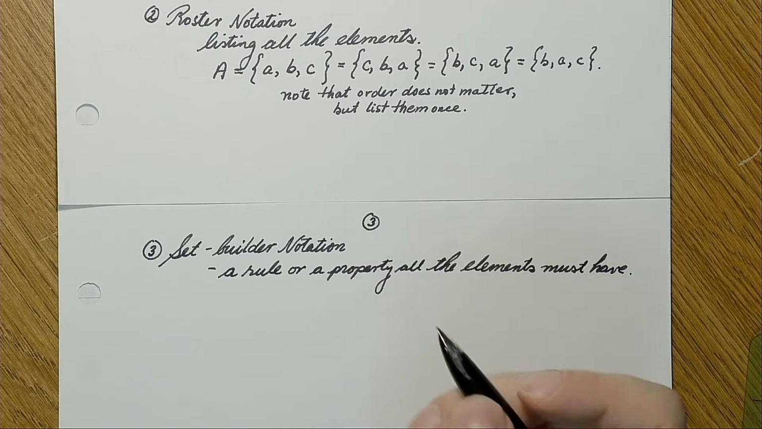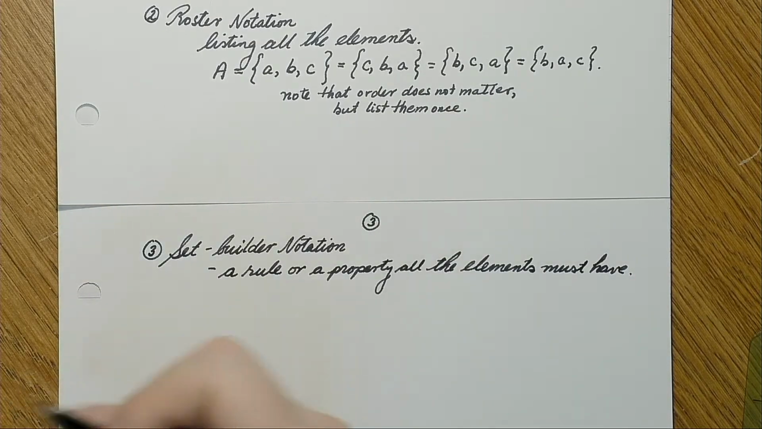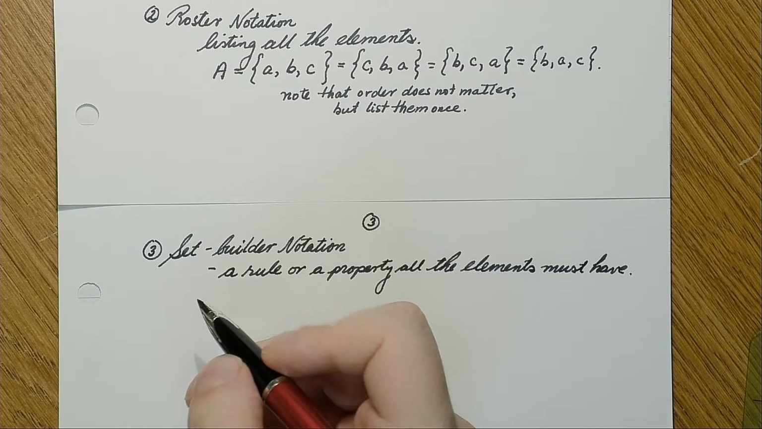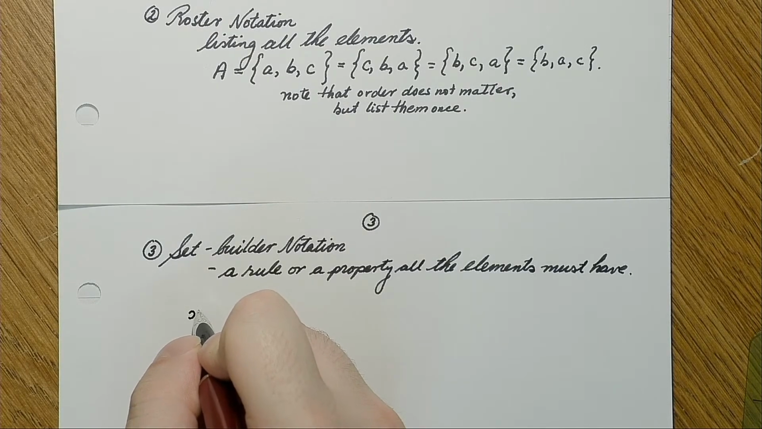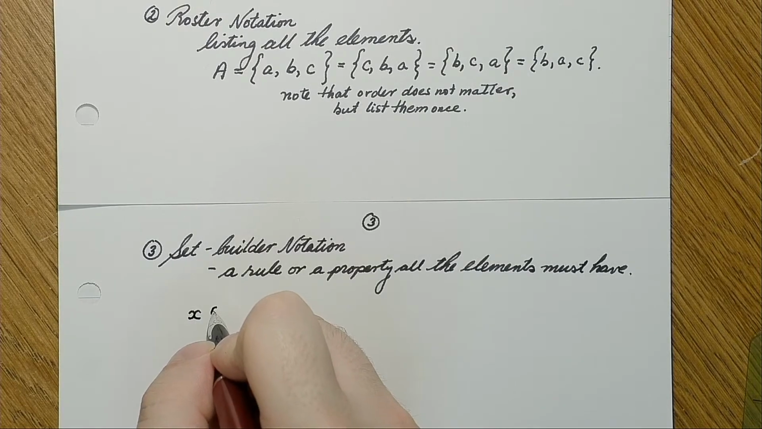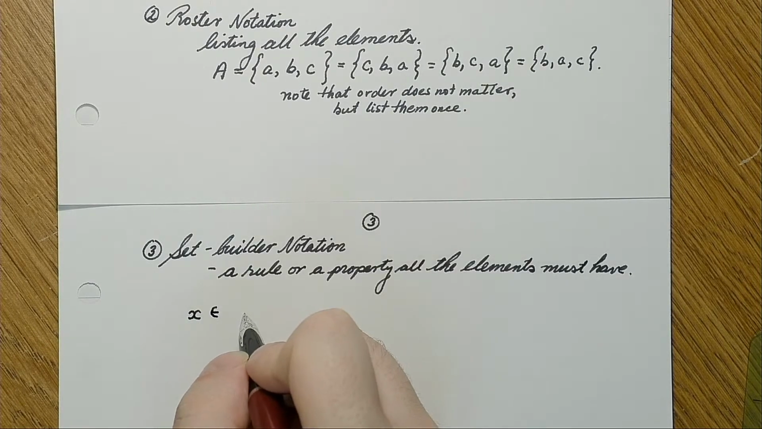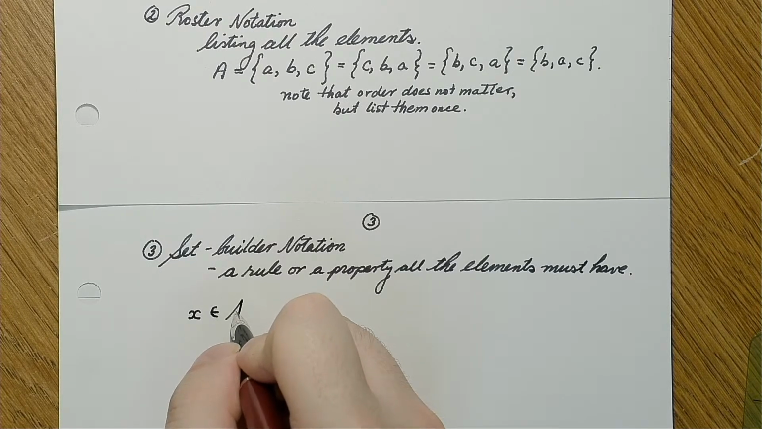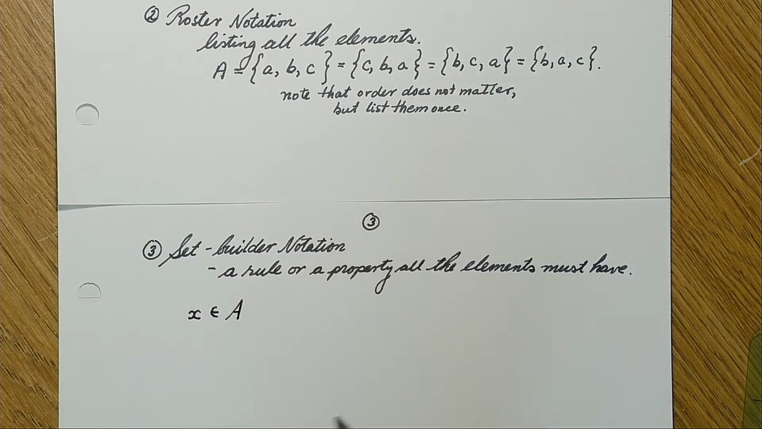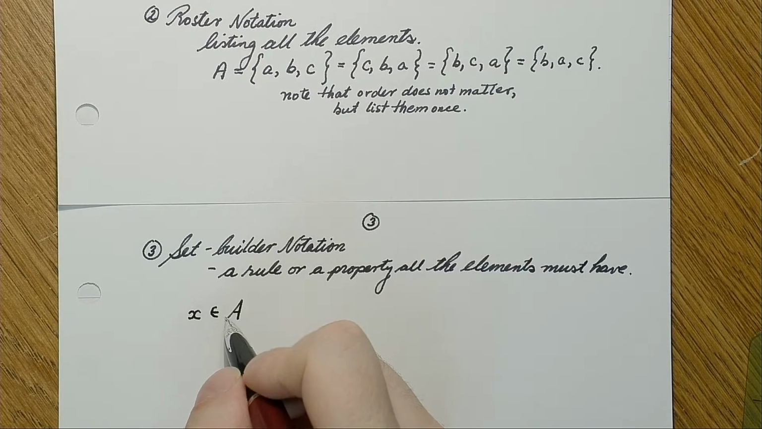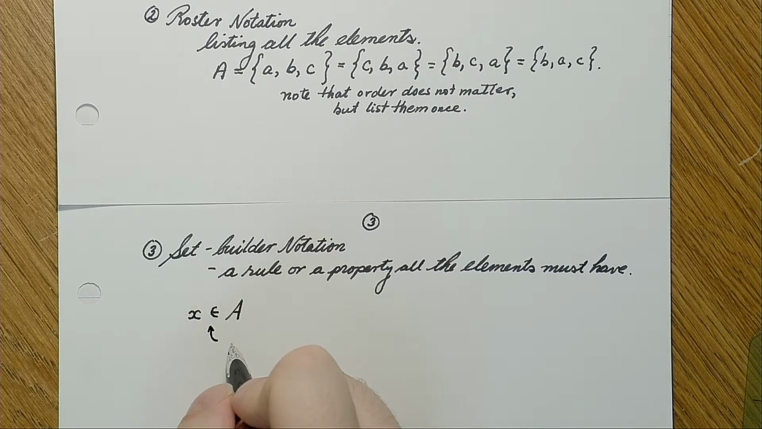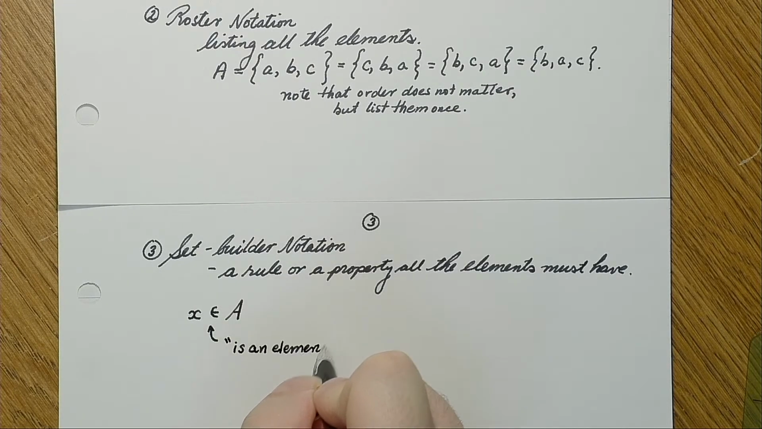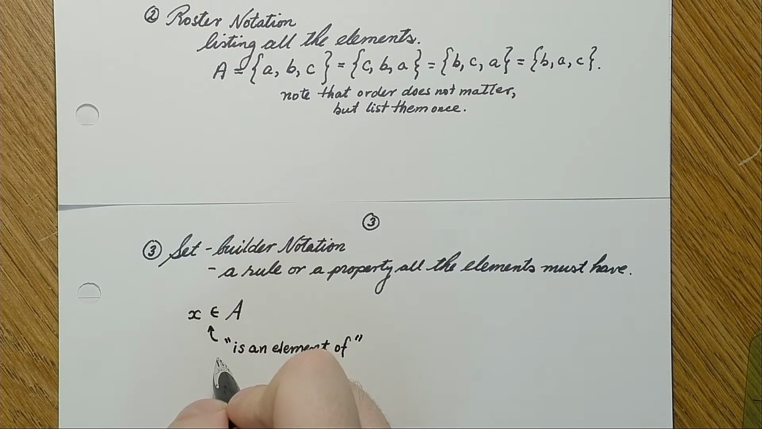So there's a little bit more notation to introduce. I need to introduce the idea of a special character here. So let's say here I have x, and then here's this Greek letter epsilon, and here is A. What this says is an element of. So what this reads then is that x is an element of A.